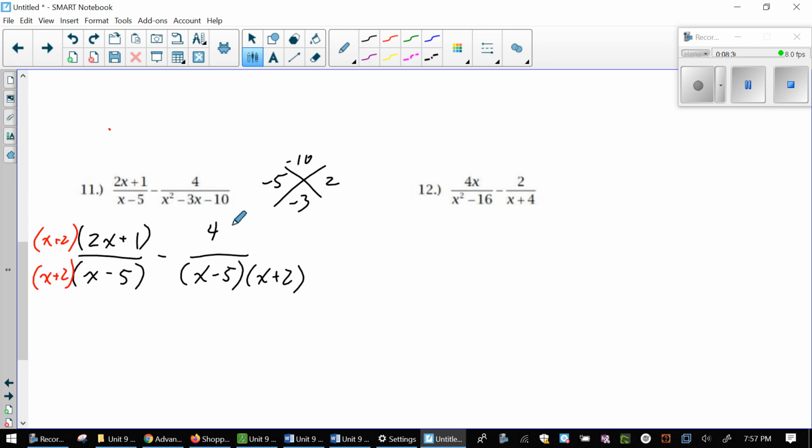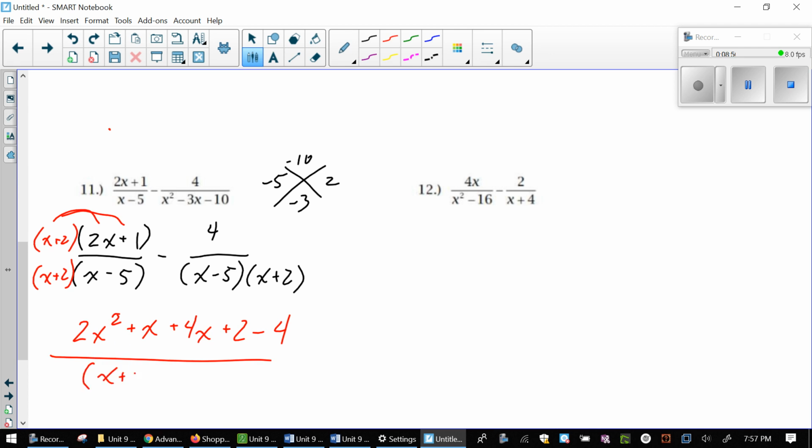All right, so now let's go ahead with our numerators. I'm just going to go ahead and distribute this guy right away, and then we'll put that -4 on there. So x times 2x squared, x times 1 plus x. 2 times 2x is 4x, and 2 times 1 is 2. And then I'm going to take this -4 and stick it right there. All right, and then everything over a common denominator, x plus 2 and x minus 5.